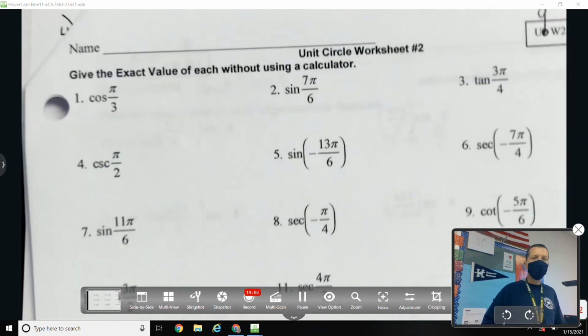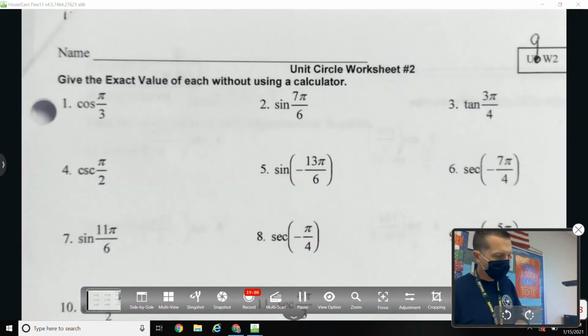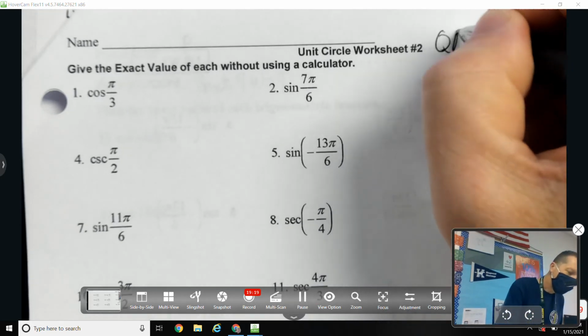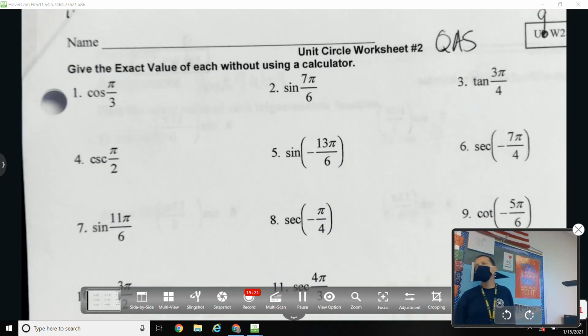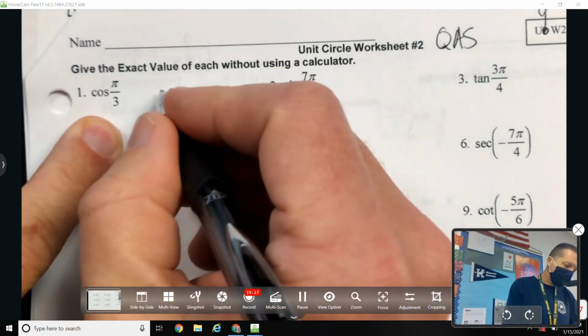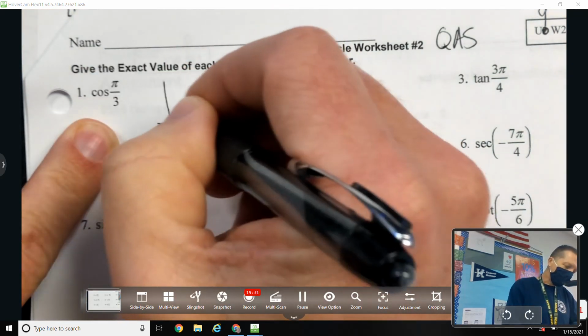I'll show you how I do them, show you how quick this can be. So turn to worksheet 2. I'm going to work cosine pi over 3 with the QAS thing, but this time without showing every single step and making each problem last 5 minutes long. So pi over 3, that's first quadrant. Over 3 is the steep angle. So first quadrant, steep angle.